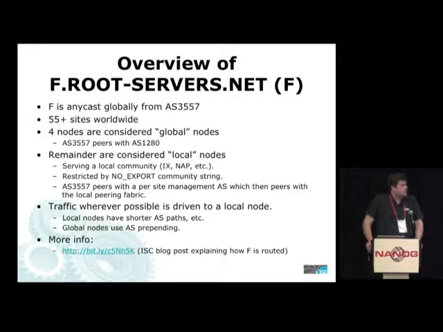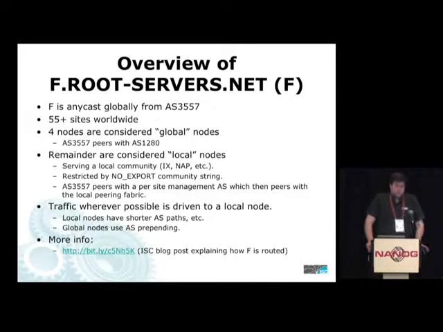ISC operates one of the 13 DNS root servers out on the internet. We globally anycast the service from AS3557. We are at over 55 sites worldwide, and 4 of those nodes are what we consider global nodes, where AS3557 actually doesn't peer with anyone directly anymore. We have what we call management ASs. So in the case of the global node, it's fully within AS1280, which is our wide area network, which if you're in North America, hopefully you're already peering with.